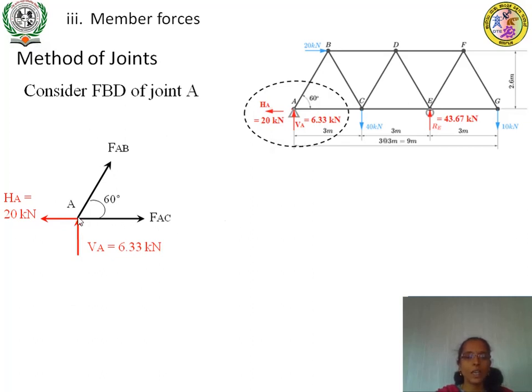So this is A and here is joint C. Therefore this we will write as force in member AC. AC is the member and F indicates force. Force in member AC, and this is force in member AB.